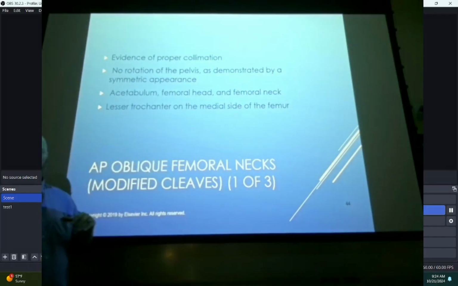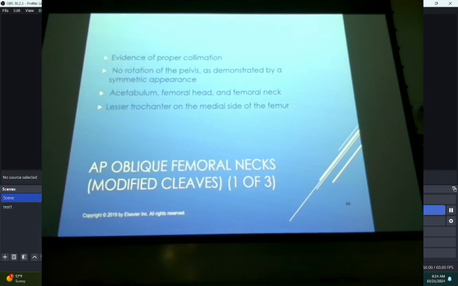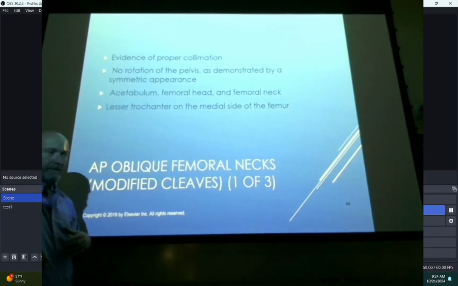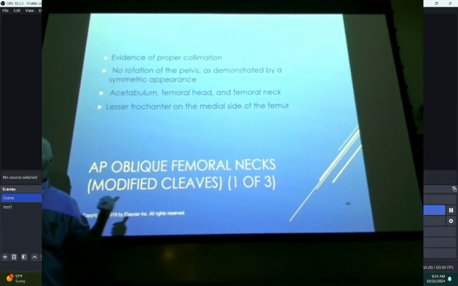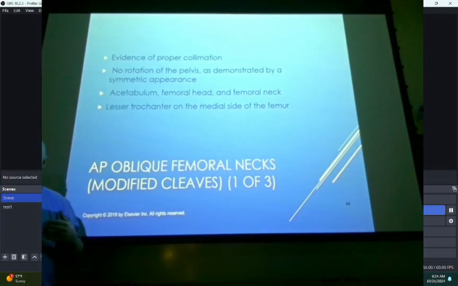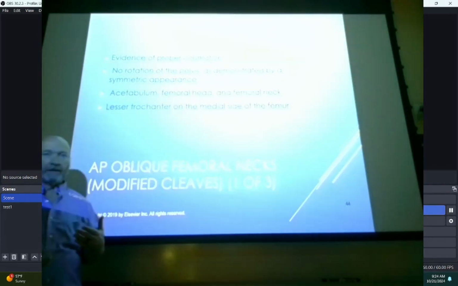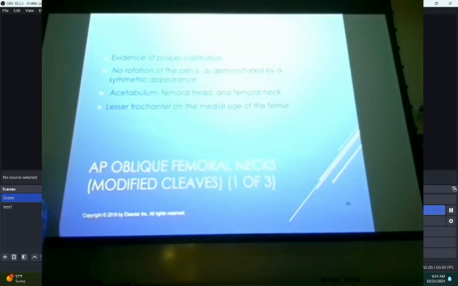You might center a little bit lower instead of going 1.5 inches above the top of the crest. What we're looking for now is a little bit more of the femur. We already got good pelvis. We're looking for a little bit more of the femur, so you might center just a little bit lower at the iliac crest, maybe an inch and a half below.